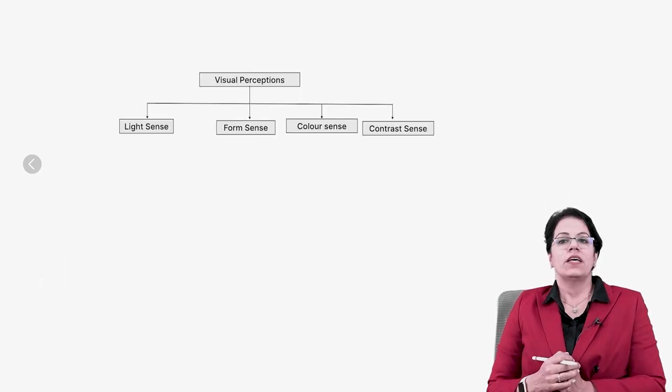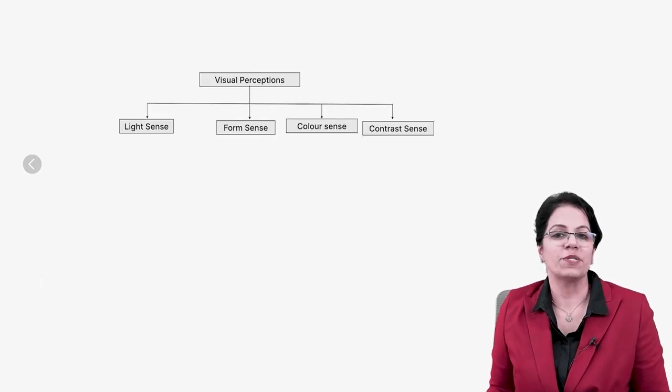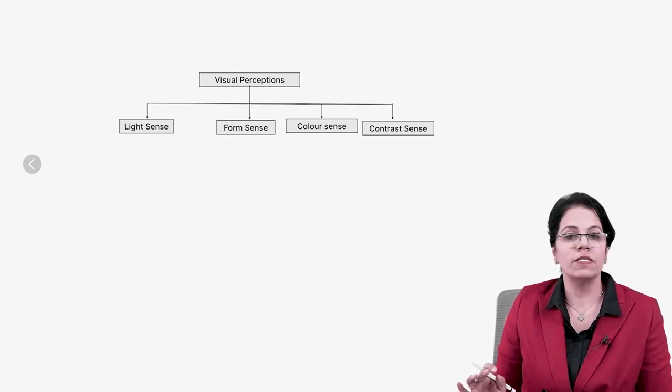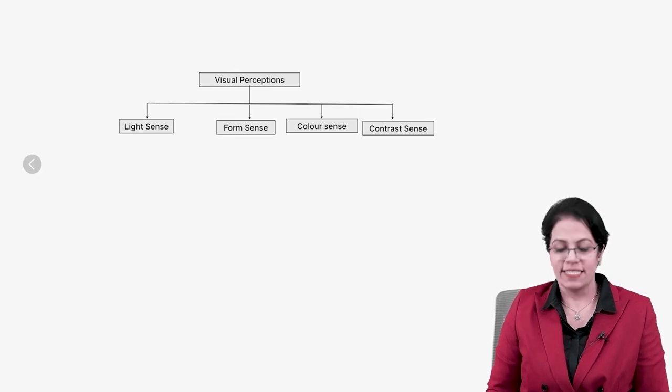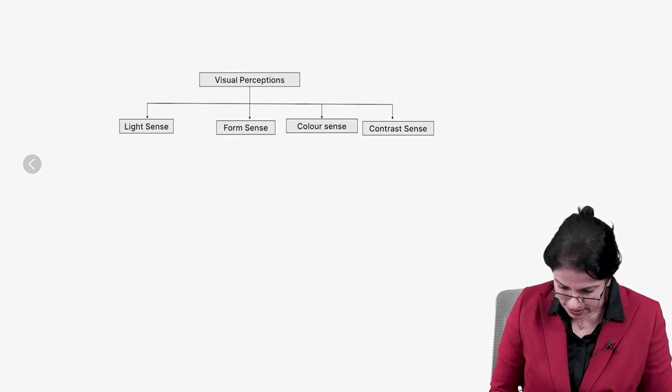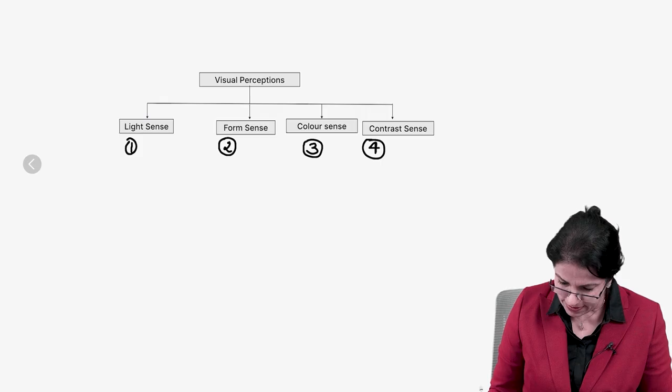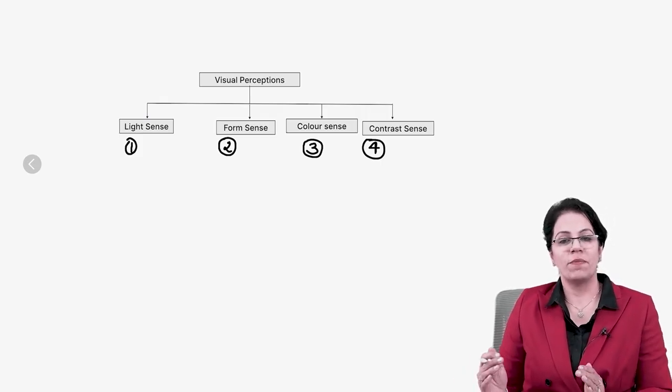So let's start. So we start first with visual perceptions. जब हम बात करते हैं visual perceptions, what are the four senses in your eyes? One is your light sense. Then we talk about form sense. Third is your color sense and contrast sense, right? So what are these? One by one we are going to take it.